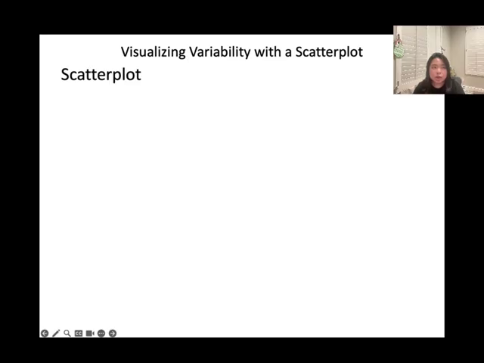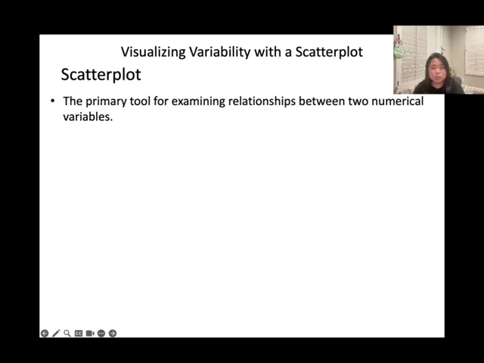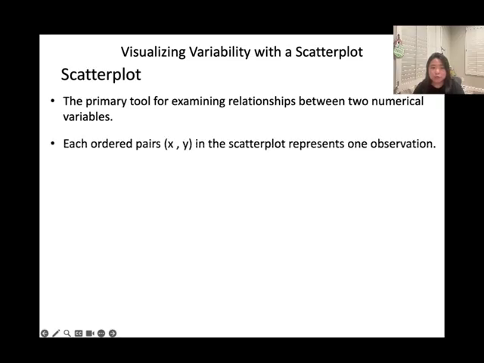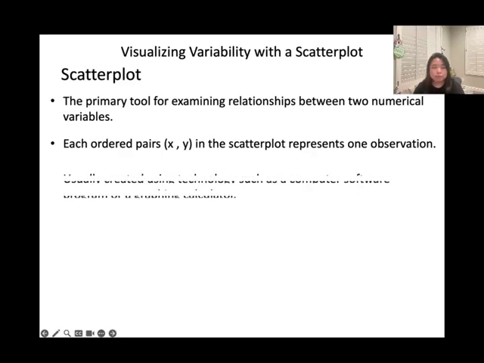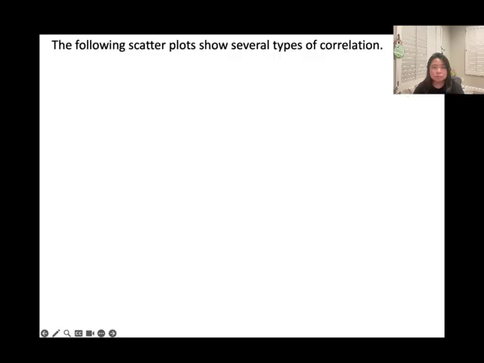So a scatterplot will be our tool for examining the relationship between two numerical variables. First, we have the ordered pair x and y. Each ordered pair in the scatterplot represents one sample. And usually, we'll be using technology or computer software to create the scatterplot. For our class, we'll be using the TI-84 graphing calculator. Let's look at the scatterplots.